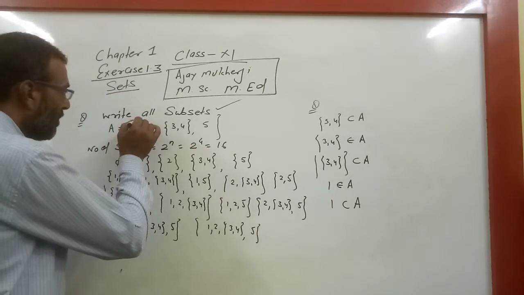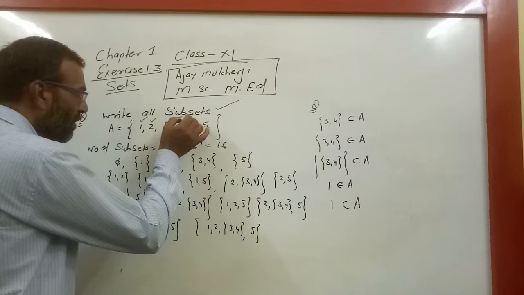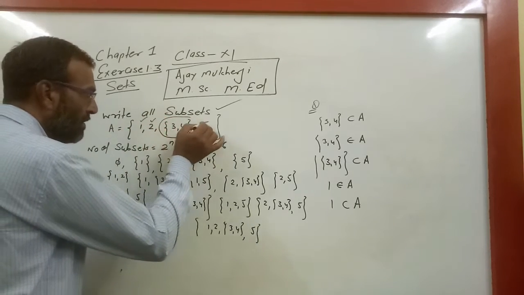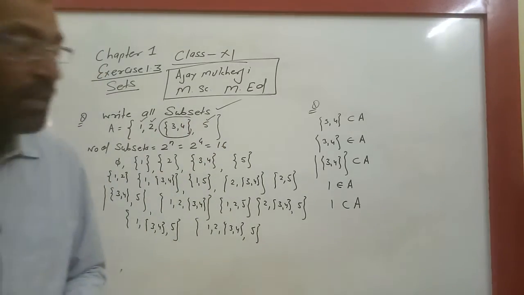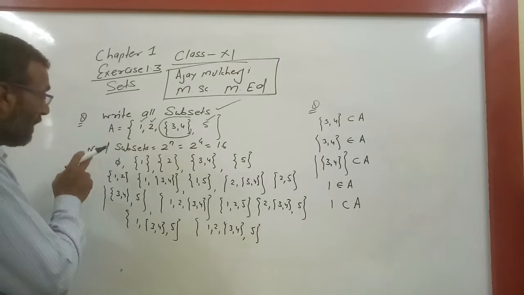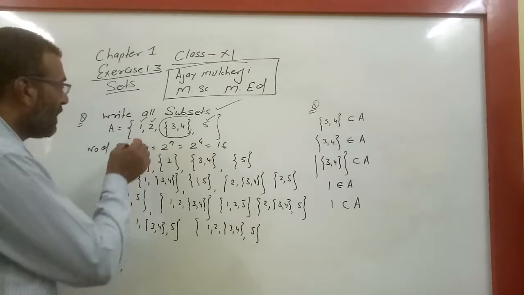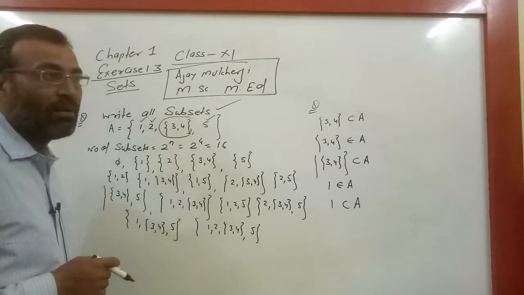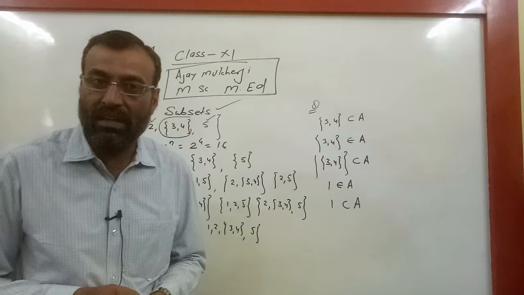These are elements. This is also an element, this complete {3, 4} is also an element, and this is also an element. So 4 elements are given here. If we have to find the number of subsets, the formula is 2 raised to n. How many elements are there? 1, 2, 3, 4 elements. So we take 2 raised to 4, so 16 subsets are there.